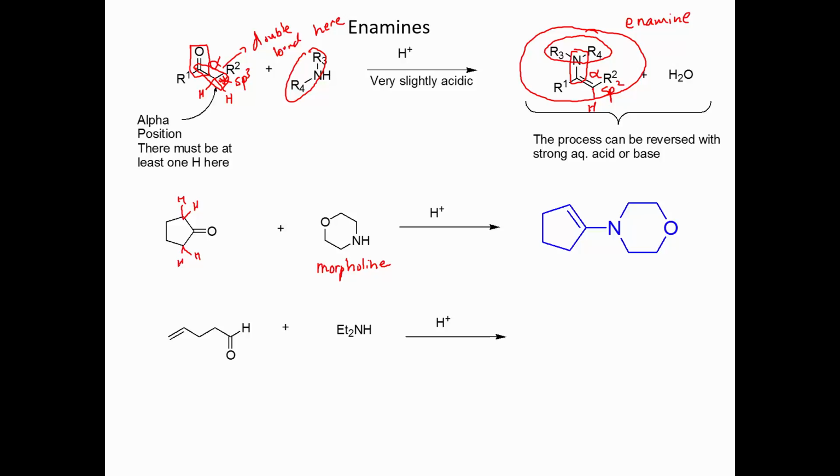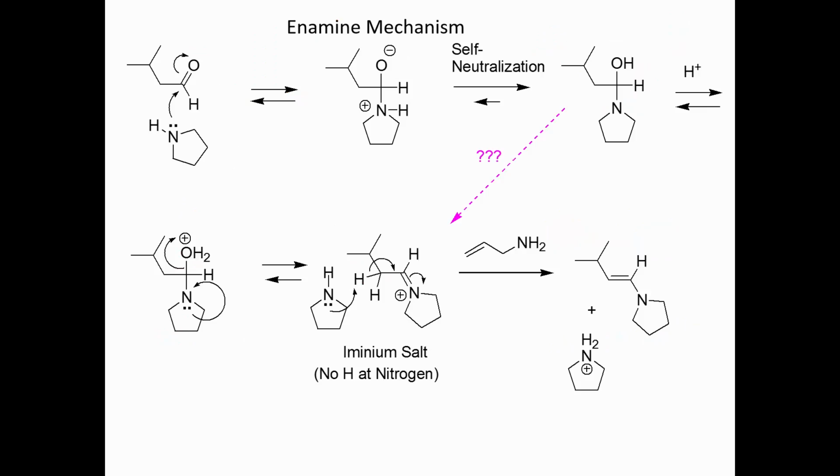Okay, recognize that we already have one alkene group in our starting material, so this means they're going to make a new alkene group. So we should have two alkene groups in our product, and that's the anticipated product of this reaction right here, the enamine that I drew last. Okay, all right, so let's look at the mechanism for enamine formation.